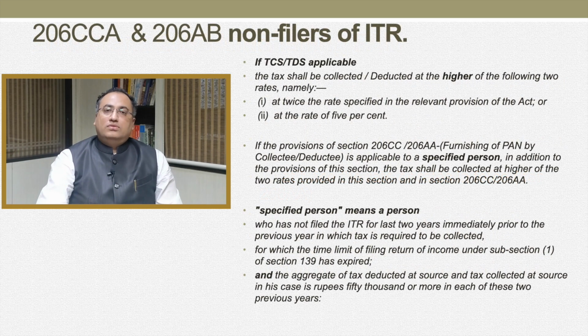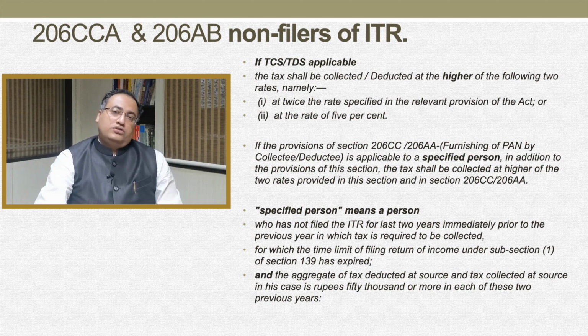Now I will come on to another two sections, section 206CCA and section 206AB, which also deals with same subject matter. 206CCA deals with TCS and 206AB deals with TDS. They both deal with non-filer of ITRs. So basically it says that if at all TDS is required to be deducted or TCS is required to be collected from any person, then if that person has not filed his income tax return for last 2 years, then in that case the TDS will be deducted at higher rates or TCS will be collected at higher rates. And what are those higher rates? Twice the rate specified in relevant section or at the rate of 5%.